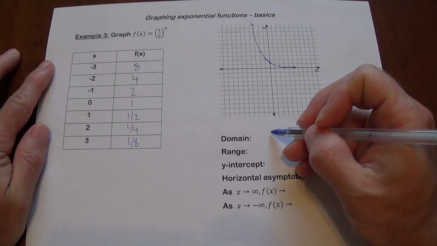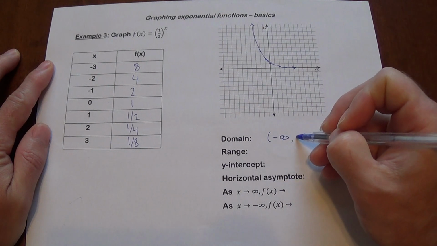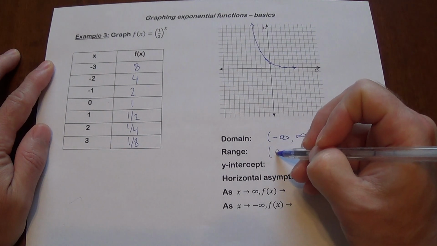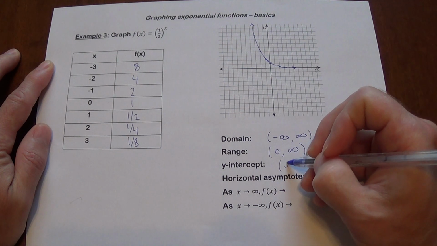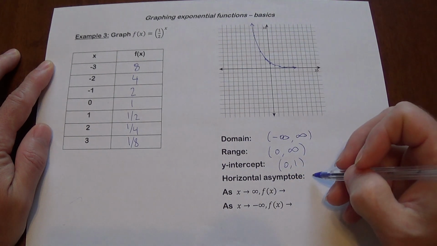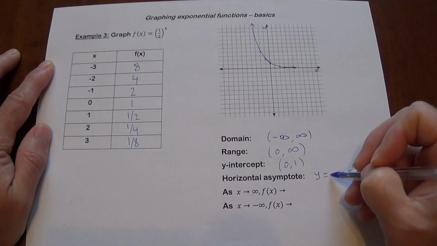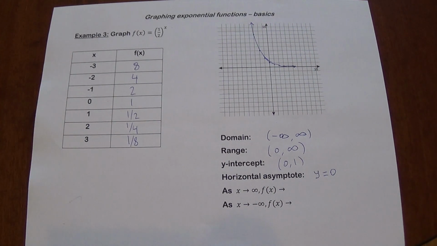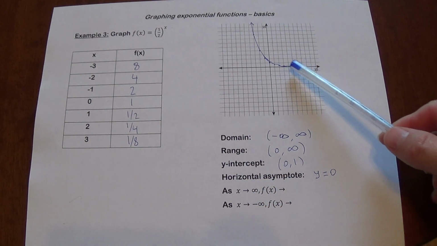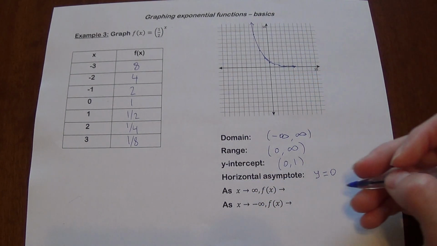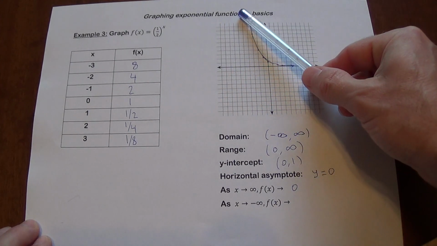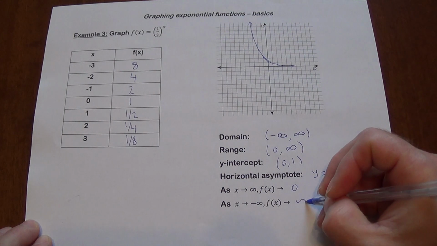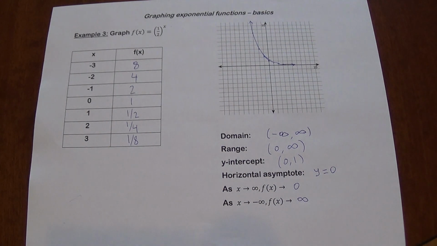The domain is still the same, all real numbers. The range is still going to be 0 to infinity. The y-intercept is still going to be 0, 1. The horizontal asymptote is still going to be y equals 0, it's still the x-axis. But for the other two things, as x goes to infinity, this side here is actually going to approach 0. And when x goes to negative infinity, this end goes up to infinity. So, like I said, things kind of flip.